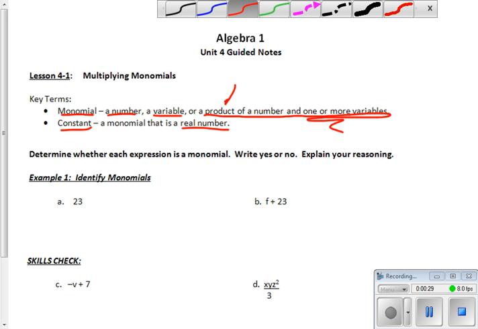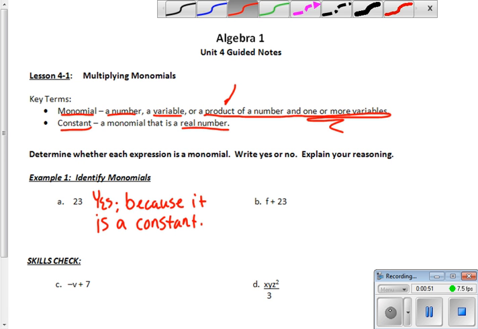Determine whether each expression is a monomial, right? Yes or no, explain your reasoning. So example A, identify if it's a monomial or not, and you would state here, yes, this is a monomial because it is a constant. 23 is a real number, it is a constant.